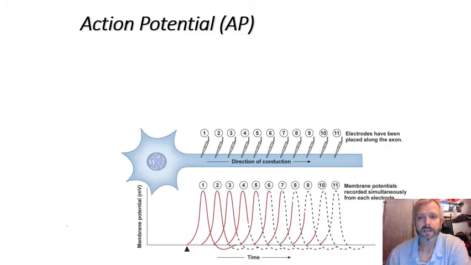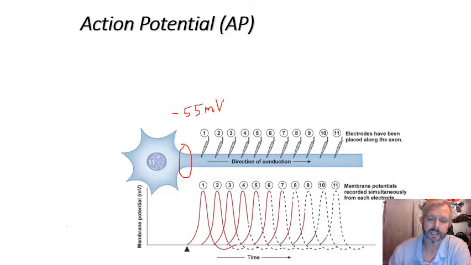All right, so we've gotten to where we have gone to negative 55 millivolts. At that negative 55, at that axon hillock, what do we find here? We have those voltage gated sodium channels. So once we hit negative 55, boom, that is going to trigger these voltage gated sodium channels to open. And that's going to cue our action potential.